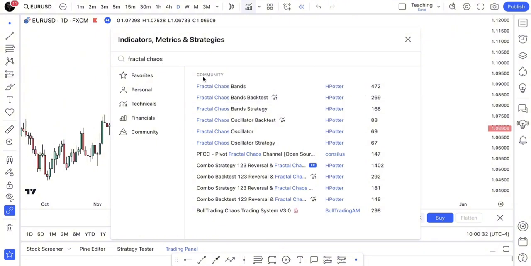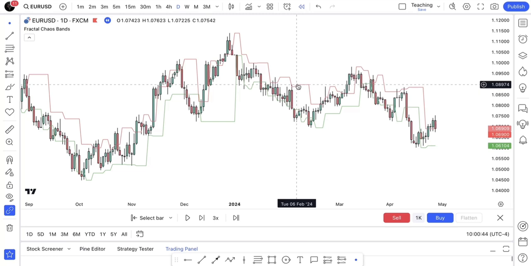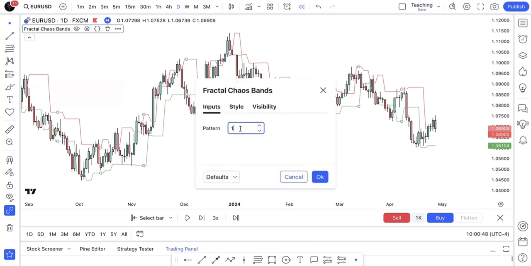If you notice, the Fractal Chaos Bands is not originally on TradingView, and it's a community created indicator, but it's no problem. I've tested this one and it works just fine. And let's set the period to 3.